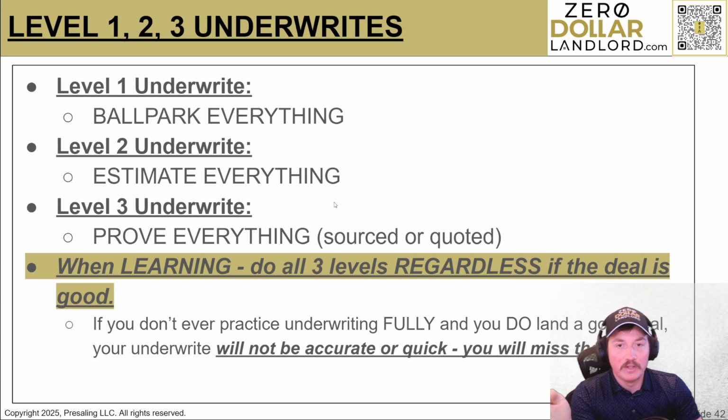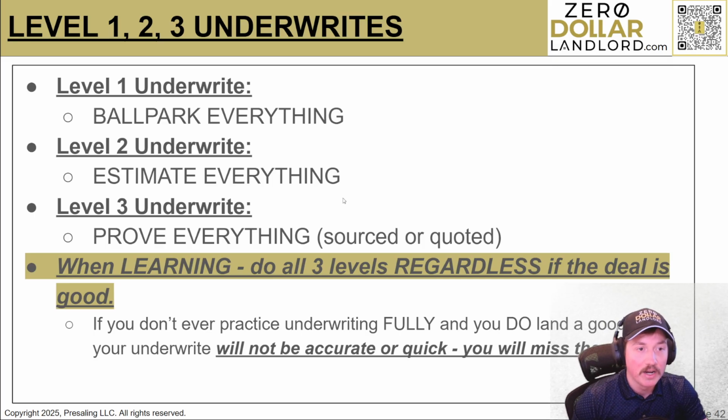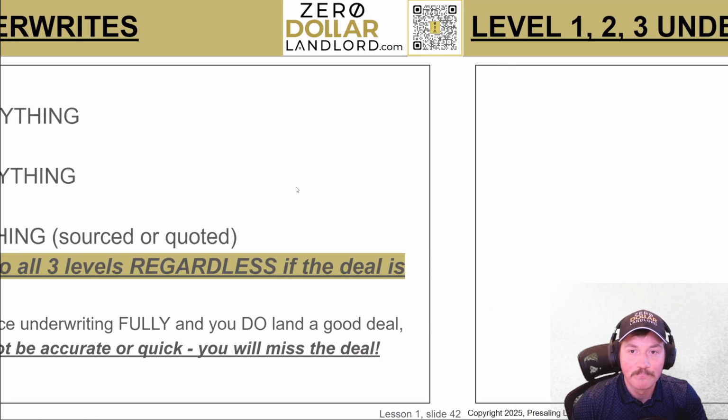So why do we do level 1, 2, 3? Level 1 is your very fast assessment of a property. Is it even worth my time to continue further? Level 2 is, if I apply a little bit more realism, is it still a good deal or is it just totally BS? And then level 3 is you're ready to buy, so now you'd better have some pretty good quotes all the way across.